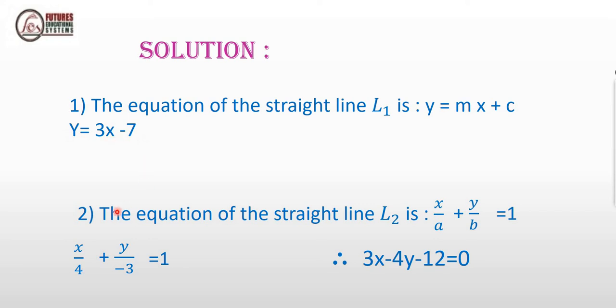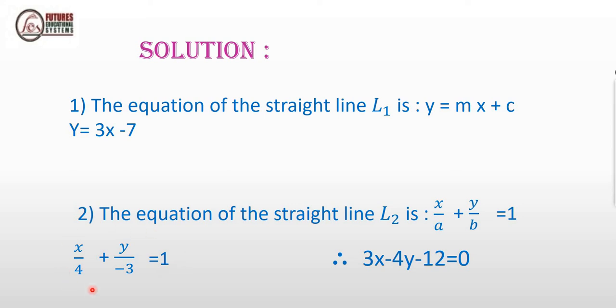The second one, the equation of the straight line L2: x over the intercepted part of the x-axis plus y over the intercepted part of the y-axis equals 1. Since a, the intercepted part of the x-axis, equals 4, and b, the intercepted part of the y-axis, equals negative 3, therefore the equation is x over 4 plus y over negative 3 equals 1.